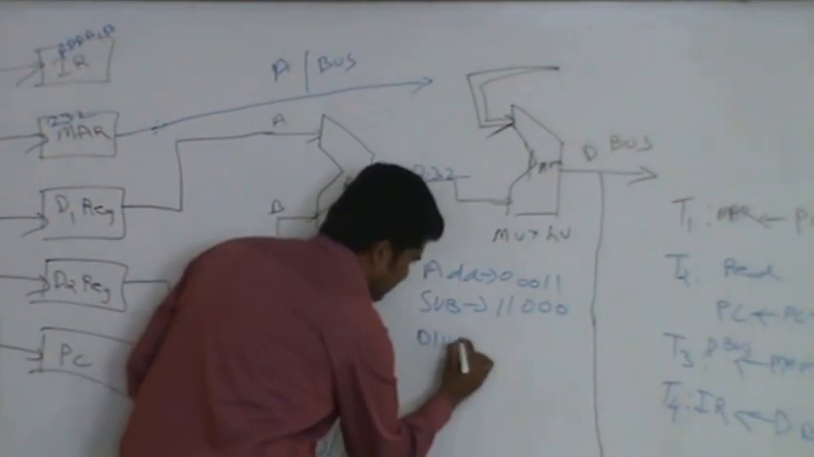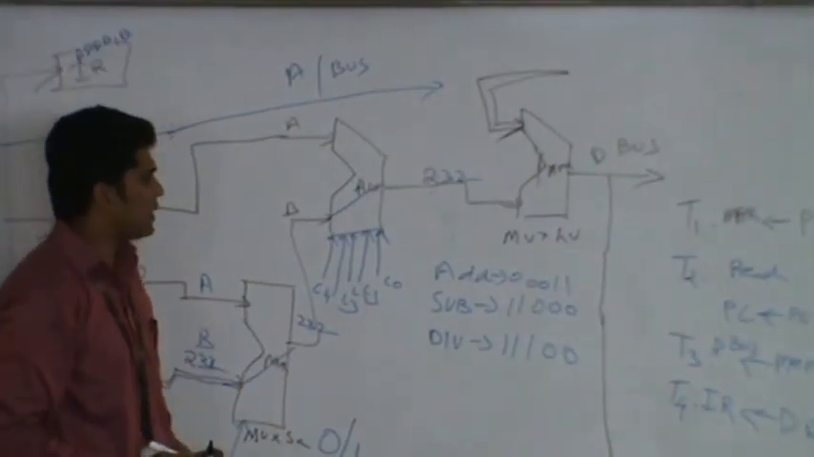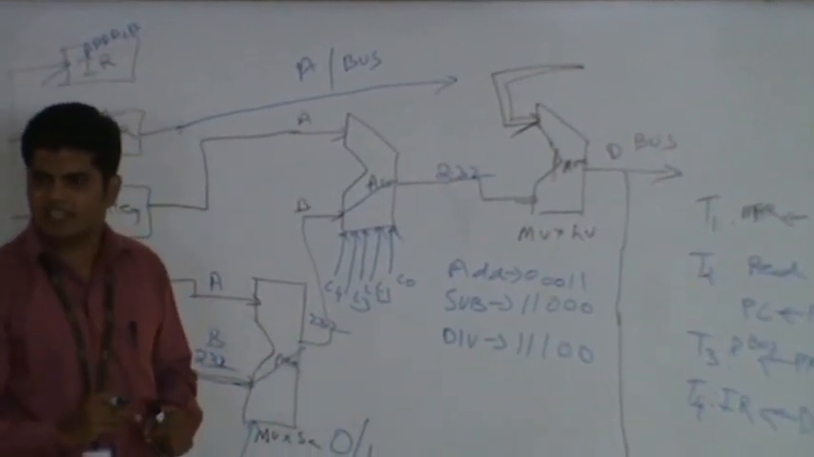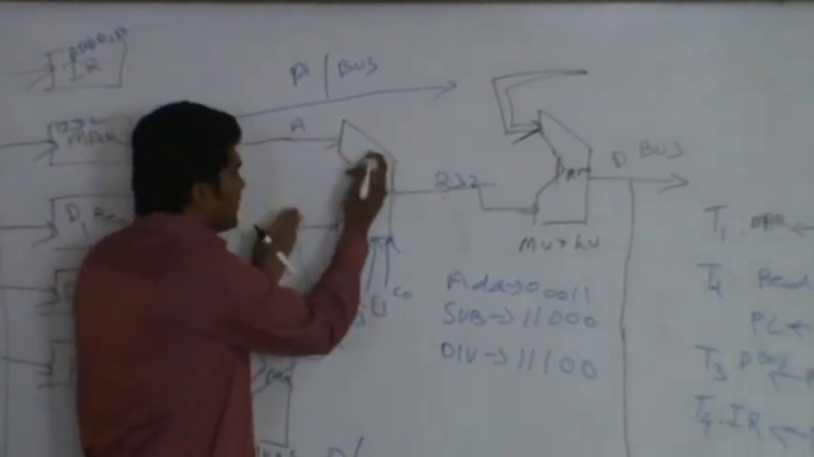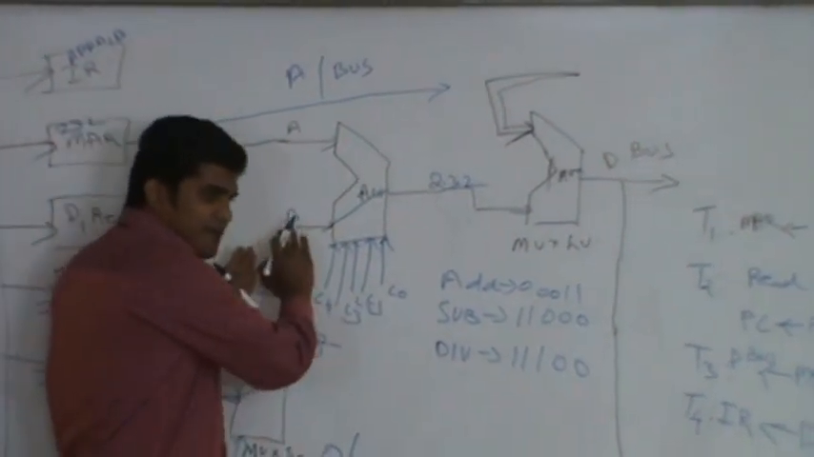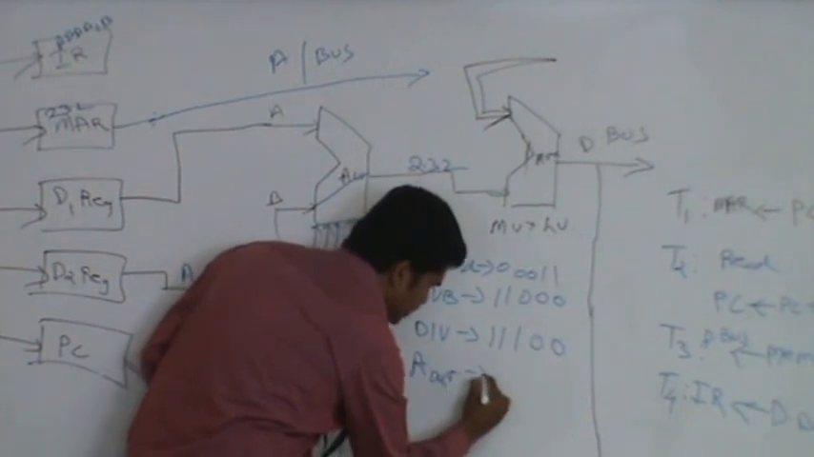For division, the code is going to be something like this: 1, 1, 1. If you don't want to perform any addition, subtraction or any logical operation, if you just want to transfer the data of A and pass it on to the output, or B to pass it on to the output, we also have a code for that.